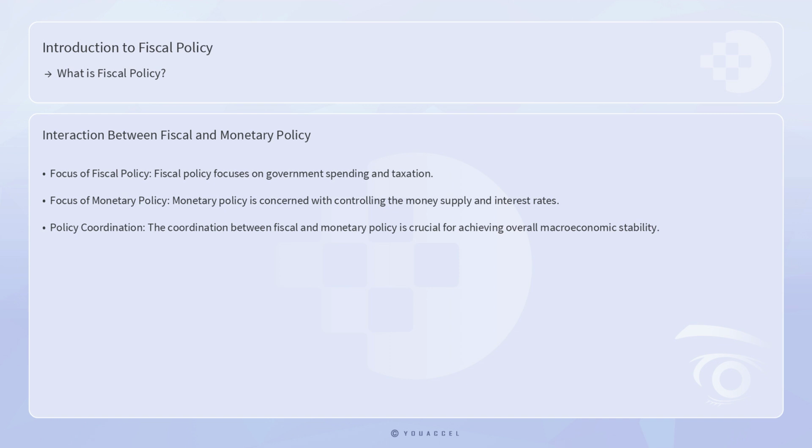The impact of fiscal policy on economic growth and stability is also influenced by the interaction between fiscal policy and other macroeconomic policies, particularly monetary policy. While fiscal policy focuses on government spending and taxation, monetary policy is concerned with controlling the money supply and interest rates to achieve price stability and full employment. The coordination between fiscal and monetary policy is crucial for achieving overall macroeconomic stability.